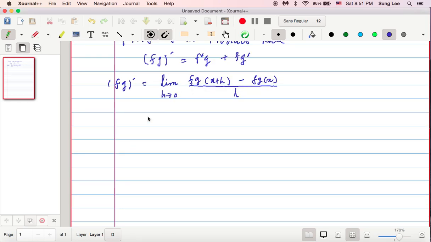So f times g of x plus h is the limit as h goes to 0 of f of x plus h, by definition, times g of x plus h, minus f of x times g of x, all over h. Okay?